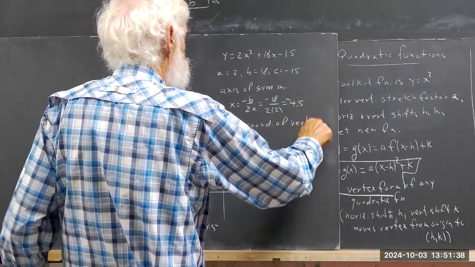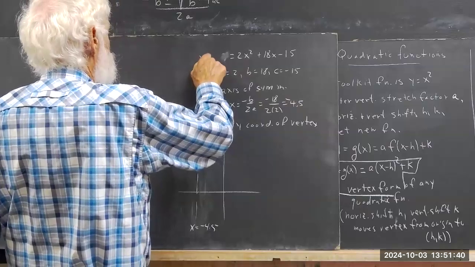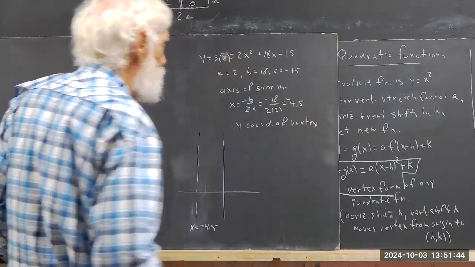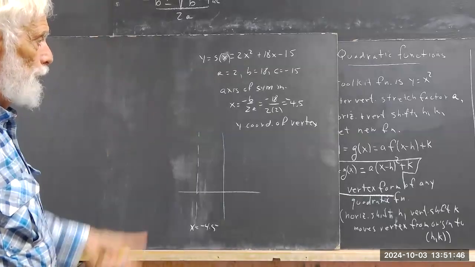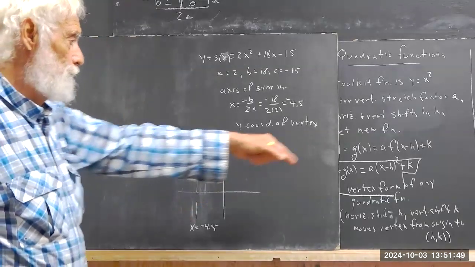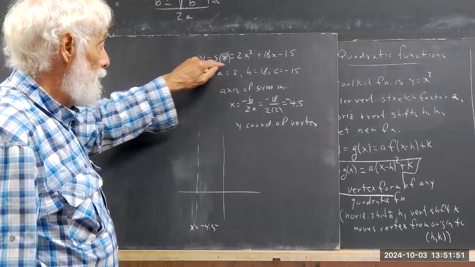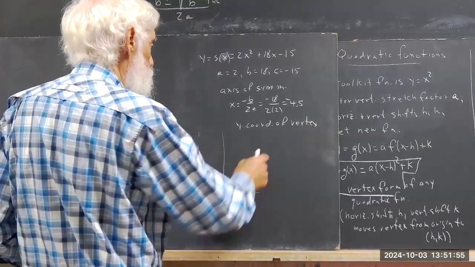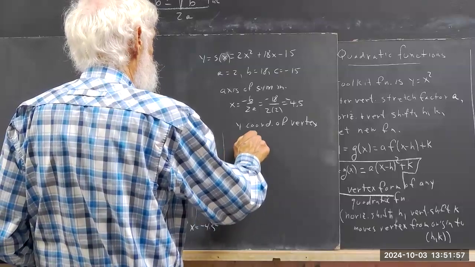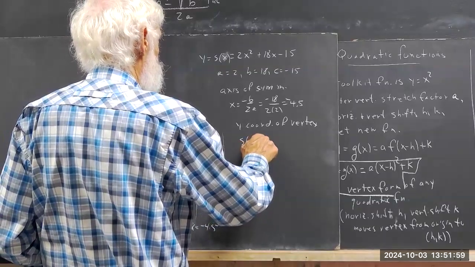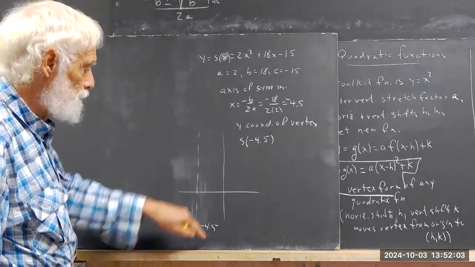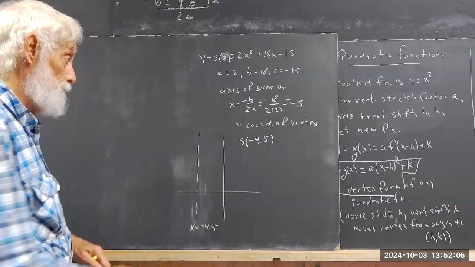Y quarter of the vertex. Now I'm going to say this is y equals... I don't want to use f of x, and I don't want to use h because it's used with the horizontal shift. I'm going to use s of x, okay? Y quarter of the vertex is s of negative 4.5, because the vertex lies on this vertical line, so x has to be negative 4.5 at the vertex.